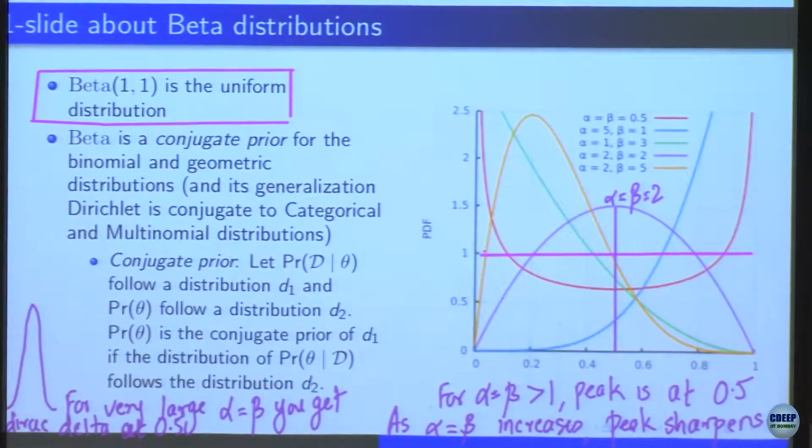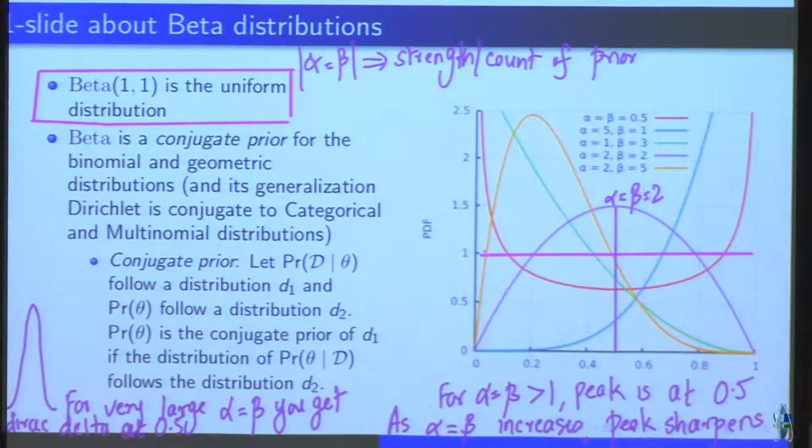At 0.5 you get a Dirac delta distribution. Okay. So alpha and beta, the magnitude of alpha and beta, what do they symbolize? The prior belief count, the strength of the prior belief. So for alpha equals beta, the magnitude is the strength, you can say the count of prior belief.